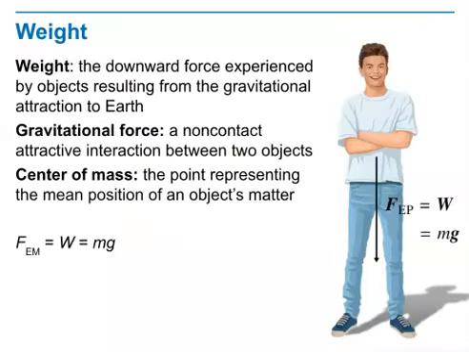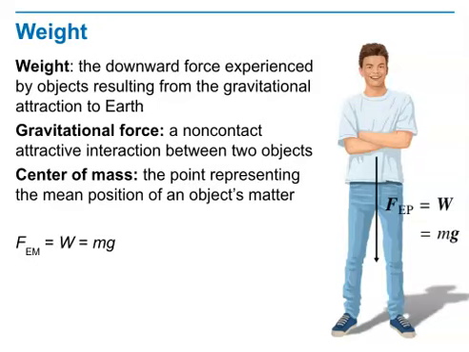So we're going to continue to define the different types of forces, and you will be held accountable for each of the words bolded in black. So weight: the downward force experienced by objects resulting from the gravitational attraction to Earth. So what you see on the scale is your mass times acceleration by gravity. And the gravitational force is a non-contact attractive interaction between two objects. And the center of mass is the point representing the mean position of an object's matter.